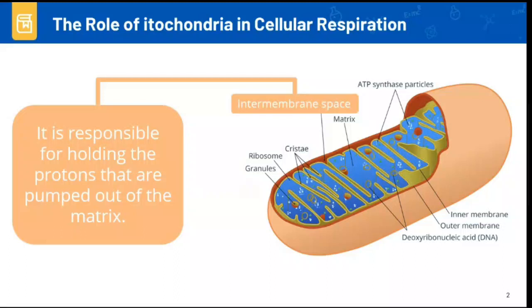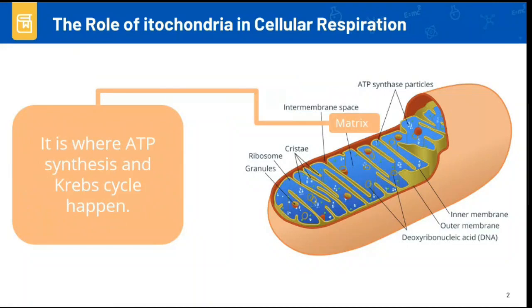Now, the mitochondrial matrix, ito siya. It is where the ATP synthesis and the Krebs cycles happen. So very specific siya. Okay, specific kung saan nangyayari yung Krebs cycle ninyo at yung ATP synthesis ninyo. It's in your mitochondrial matrix.